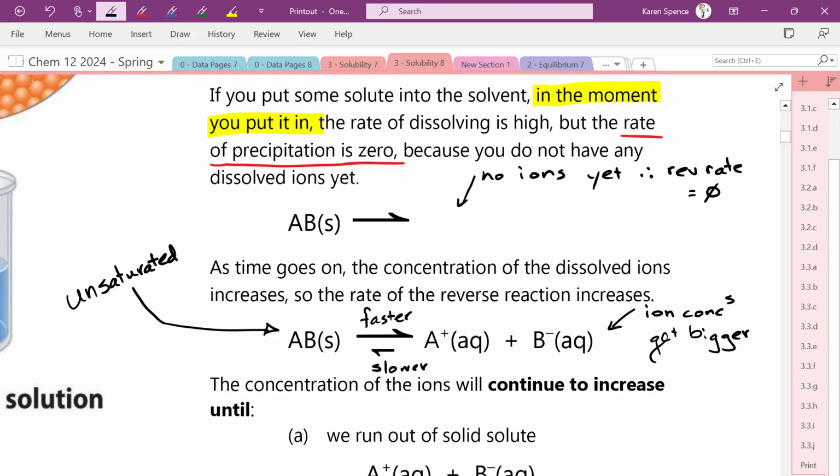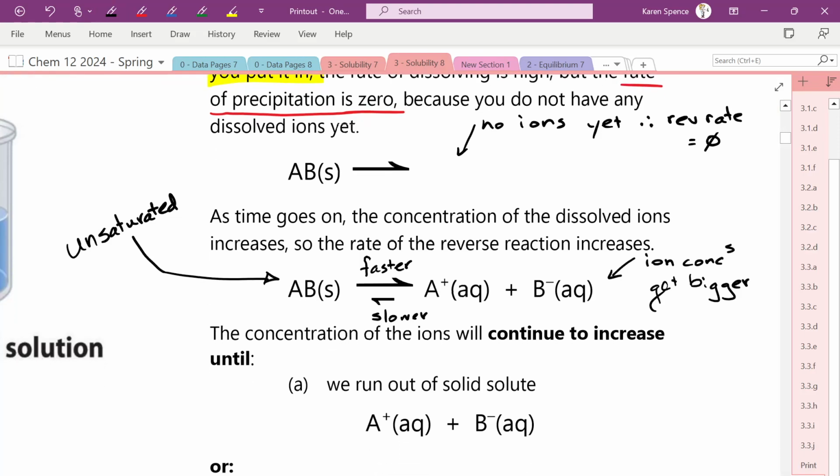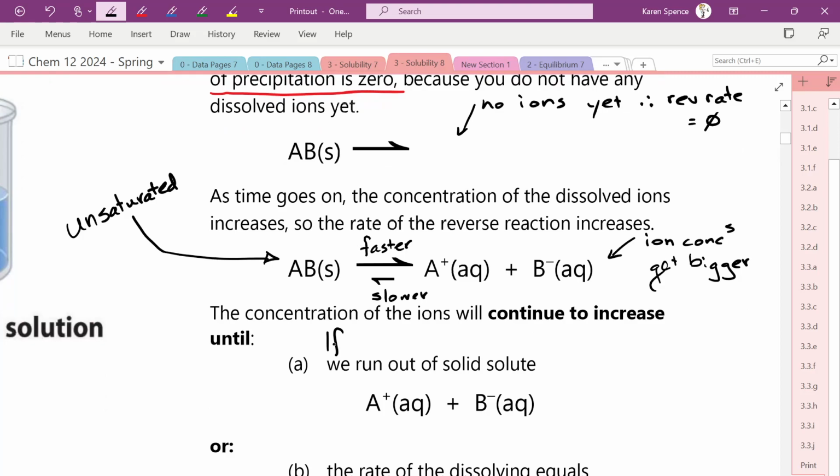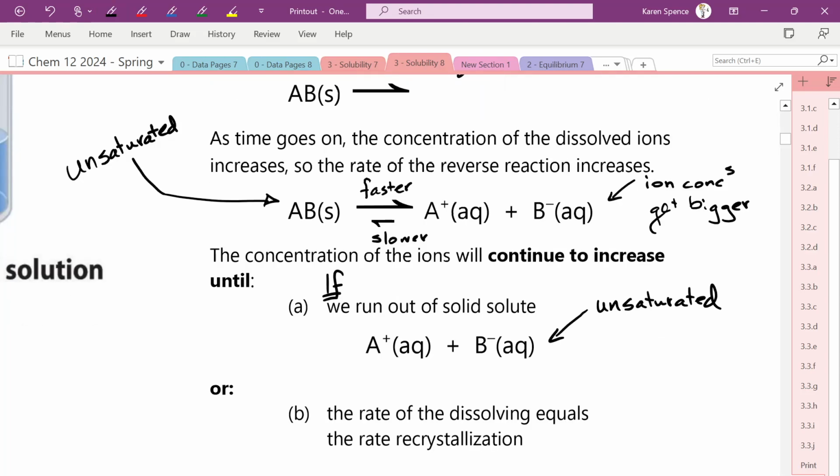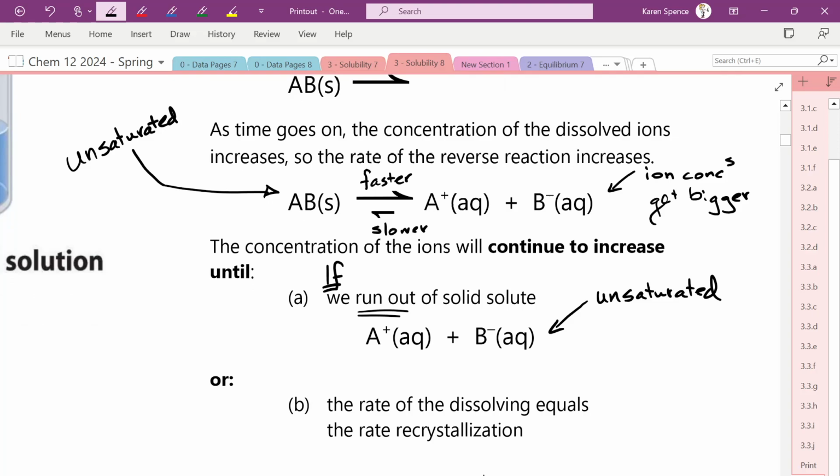Now, eventually, it's possible, if I just take a teaspoon of salt and I dump it into the water and I stir it around, I might just run out of solute, right? It might all dissolve and I might not have any solute left. Okay, so if we run out of solid solute, then the solution is unsaturated. It's not at equilibrium because there's no solid. Okay? That's if we run out of the solid solute.